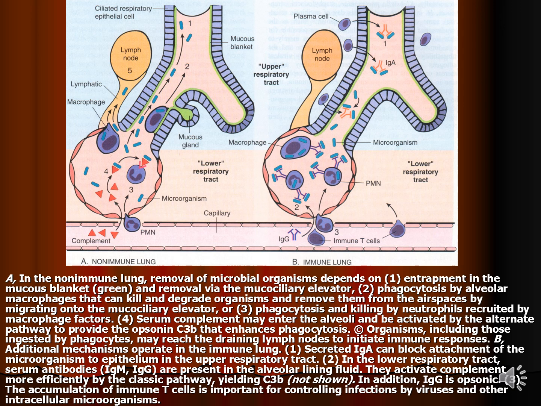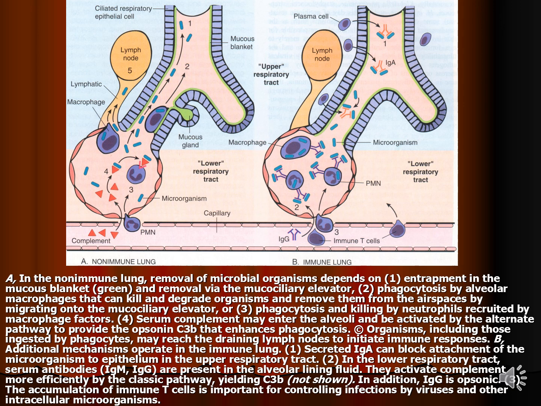Or the third possible mechanism, phagocytosis and killing by neutrophils recruited by macrophage factors. The fourth mechanism, serum complement may enter the alveoli and be activated by the alternate pathway to provide the opsonin C3b that enhances mechanisms of phagocytosis. Organisms, including those ingested by phagocytes, may reach the draining lymph nodes to initiate immune responses.